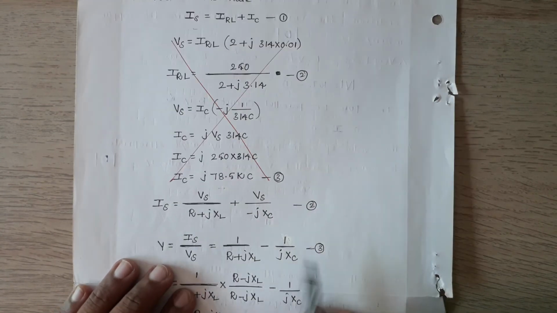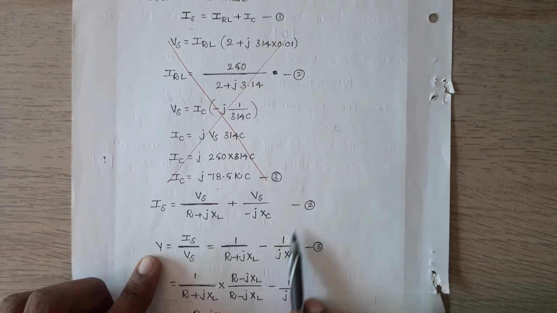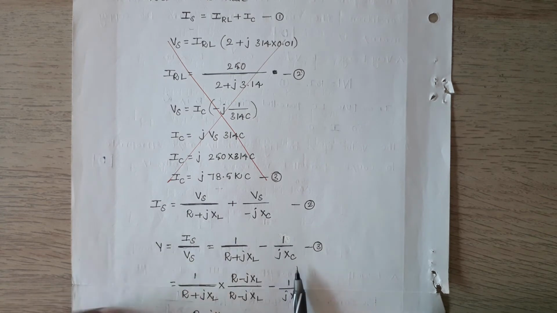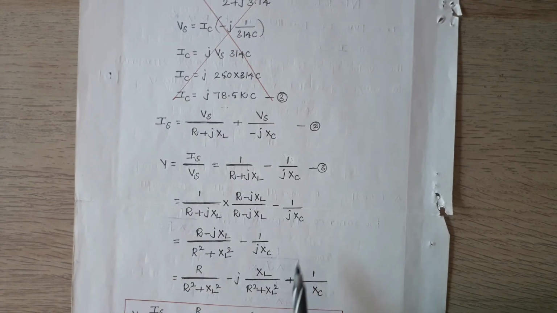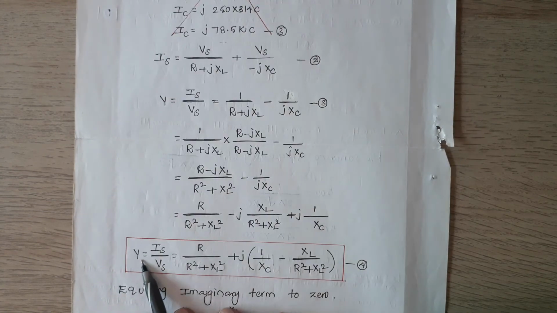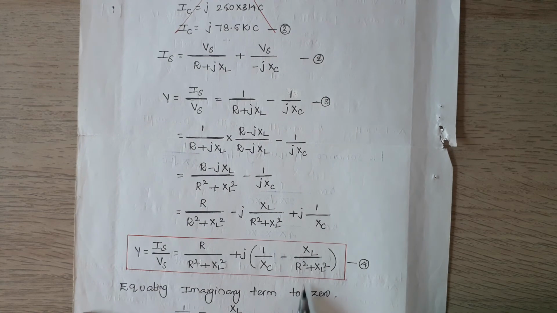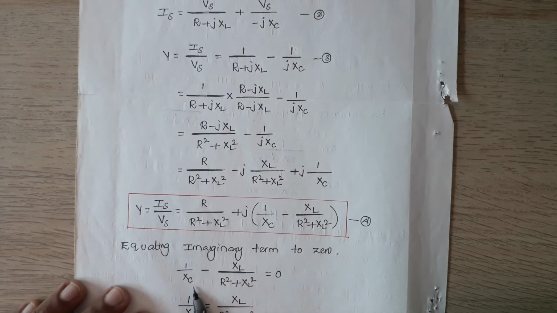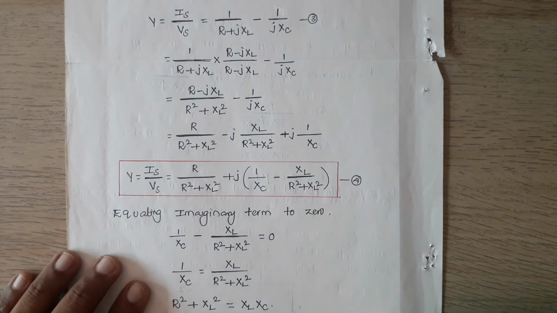Get this Vs to the left-hand side of the equation, you get Is/Vs, which is nothing but admittance, equal to 1/(R + jXL) − 1/(jXC). Here again go with rationalization to separate the real and imaginary terms. Finally you get Y = Is/Vs = R/(R² + XL²) + j[1/XC − XL/(R² + XL²)]. After getting the imaginary term, equate it to 0 to get the resonance condition: 1/XC − XL/(R² + XL²) = 0. Go on simplifying this, you get this.